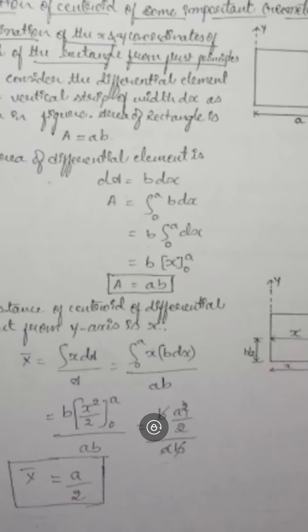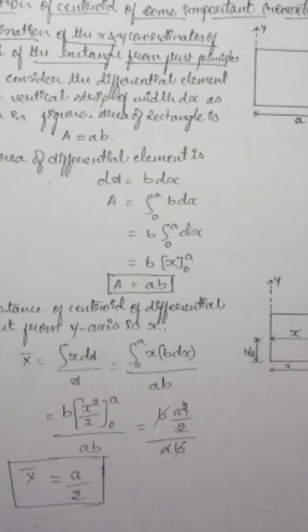Next, the denominator ab is a constant, so you remove it outside. In the numerator, x and dx are the variables you have to integrate. b is a constant, so you remove it outside. So b divided by ab will be outside, and if you integrate x with respect to dx, you will get x square divided by 2, with the limiting values from 0 to a.